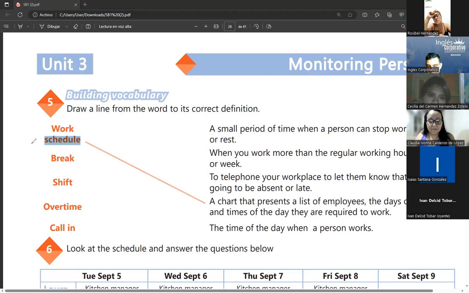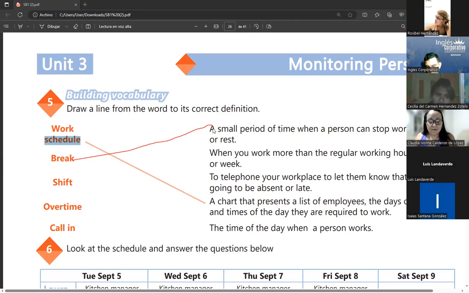Okay, break. What is break? A small period of time when a person can stop working to eat or rest. Do you usually have a break in your workplace? Do you have breaks? Yes. What time do you have your break? 30 minutes in my case. All right, 30 minutes. In those 30 minutes, you have to eat and go to the restroom. Yes. Geez, that's a short time.